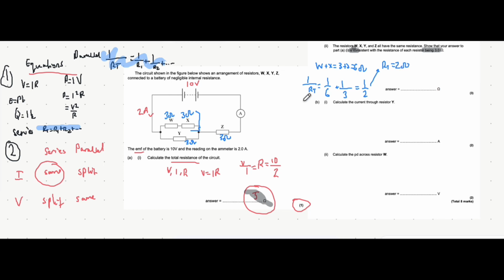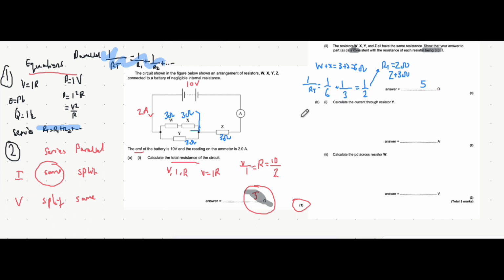Now I also mentioned before that this whole junction on the left is in series with this junction on the right. In series, we know we find the resistance by just adding up the components that are in series. So we just do this whole component on the left of 2 ohms, add this component on the right of 3 ohms, and that will get you to a total resistance of 5 ohms. So that's how you do A part 2.